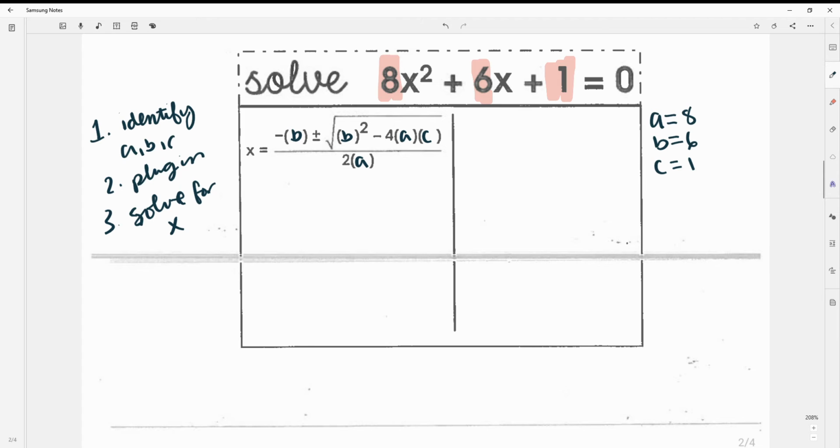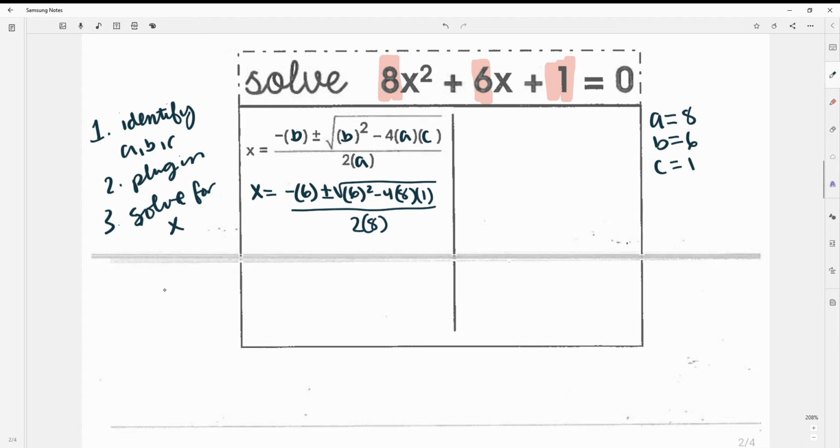Step 2, let's start plugging them in. I have negative B, which is negative 6, plus or minus the square root of 6 squared minus 4 times A, which is 8, times C, which is 1. All of that is divided by 2 times A. Alright, step 2 is done. We plugged all those numbers in where they belong.